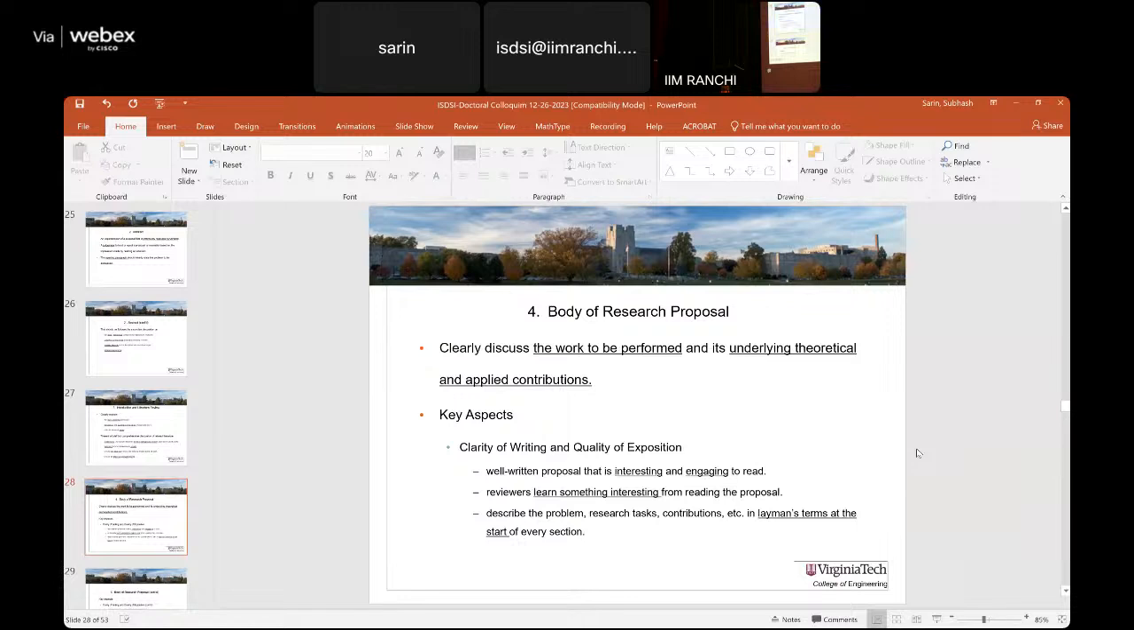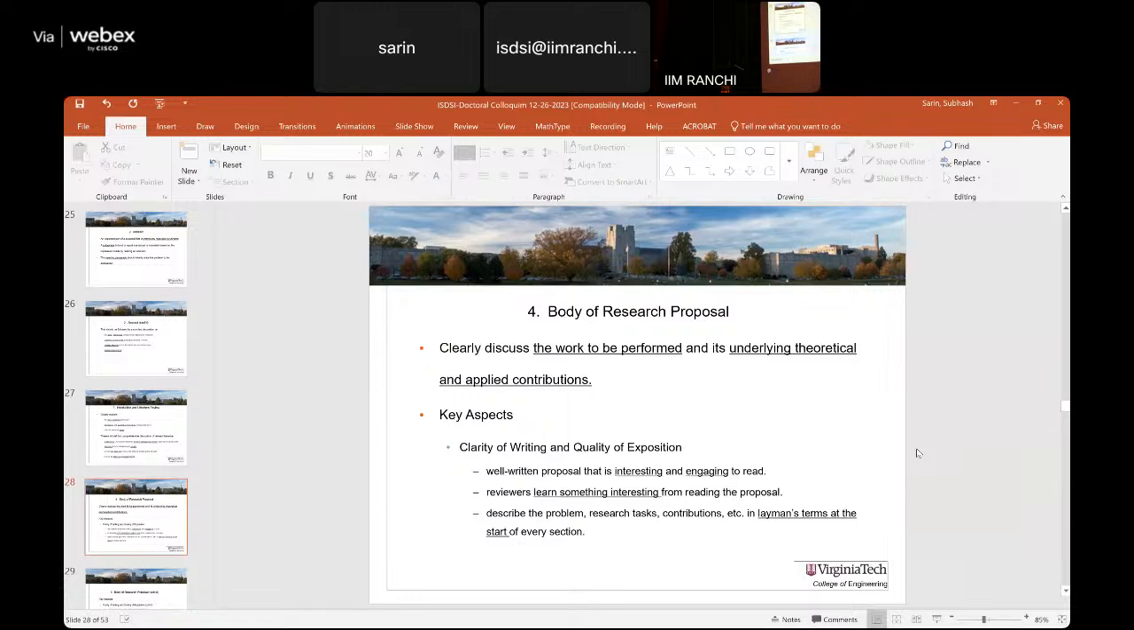So clarity of writing and quality of exposition is very important. A well-written proposal should be interesting and engaging. You have good ideas, but you have to make it interesting so that people, reading the abstract, reading the first paragraph of the body of the work, think, oh, this is something I really want to continue reading to see what's going to come, and an exciting thing that's going to happen. So make it very engaging.